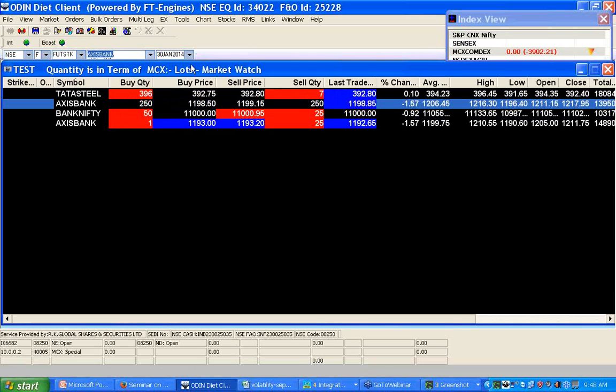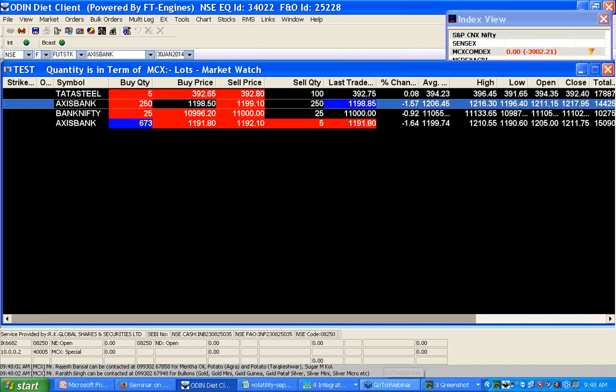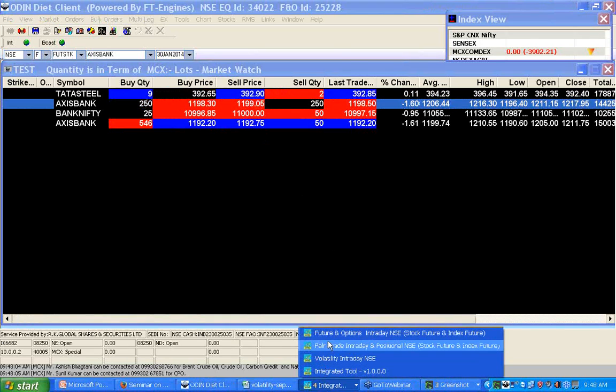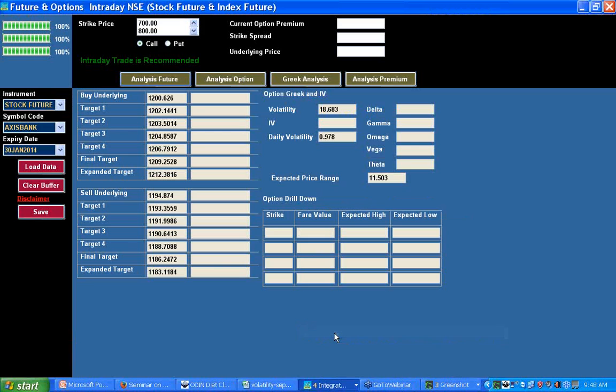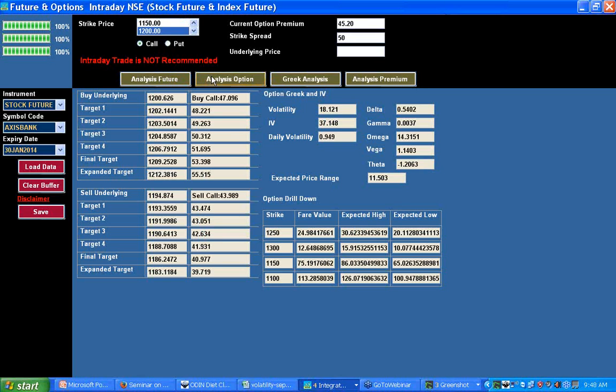So it is 1198 now, near 1200 level. So near 1200 level Axis is now below 1195, where your downtrend starts. So here let me investigate on 1200 call option and put option.